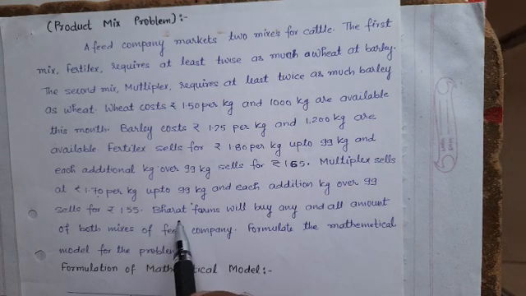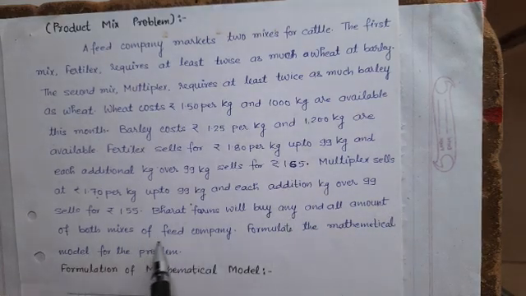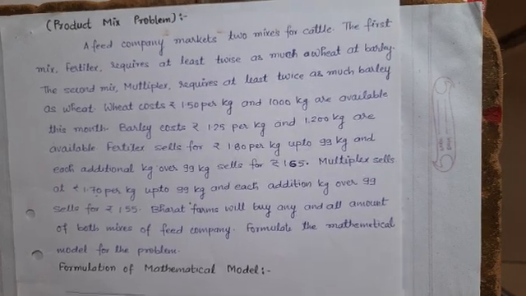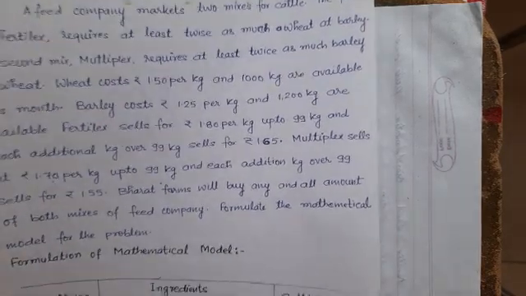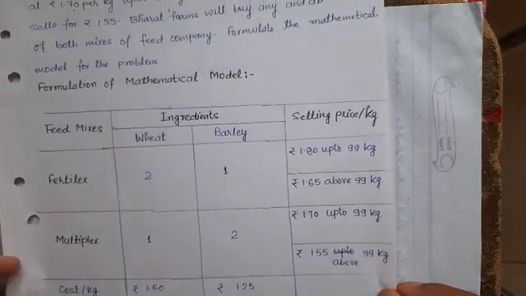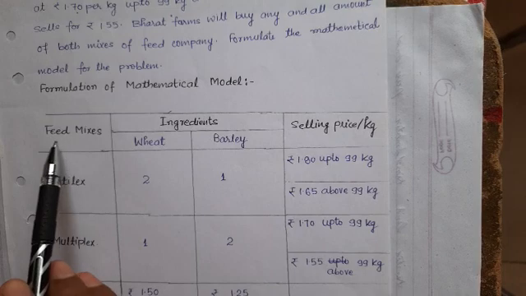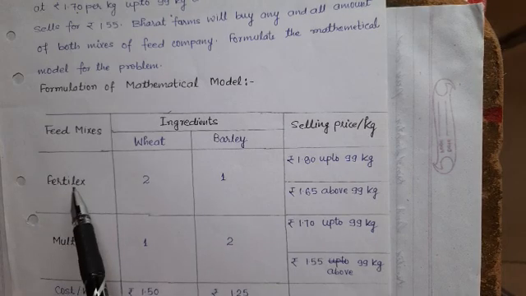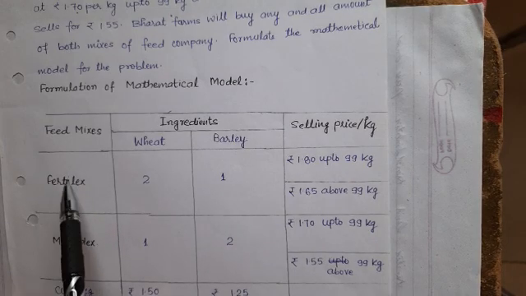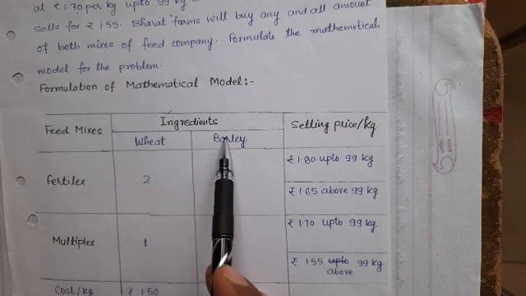So there is a firm, Bharat firm, which will buy any and all the amount of both the mixed feed from the company. Formulate the mathematical problem. For formulation, let us write this particular wording in tabular form. So you can see here, these are the two different mixes. First is the Fertilex, second is the Multiplex, and these are the two components, wheat and barley.